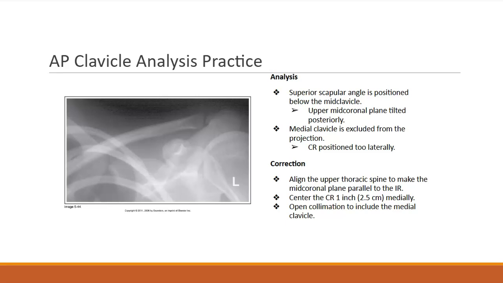Next, you want to determine if we are positioned appropriately. At this point, I cannot really evaluate for rotation. However, I do see an AC joint and it doesn't look like it's rotated, but there is some positioning error. In looking at the superior scapular angle, it is positioned inferior to the clavicle. This means that the patient's body was posteriorly tilted. In order to correct this positional error, we need to align that mid-coronal plane parallel with the IR to accurately image this clavicle.